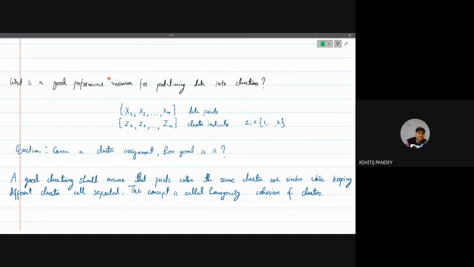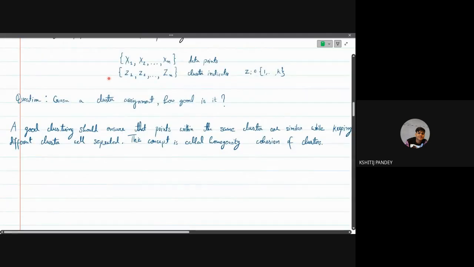That's why they belong to a given cluster, whereas points belonging to cluster 2 will be similar to each other, and the points of cluster 1 will be different to points of cluster 2. So, what's a good cluster? A good cluster should ensure that points within the same cluster are similar while keeping different clusters well separated. Okay, this is the core idea.